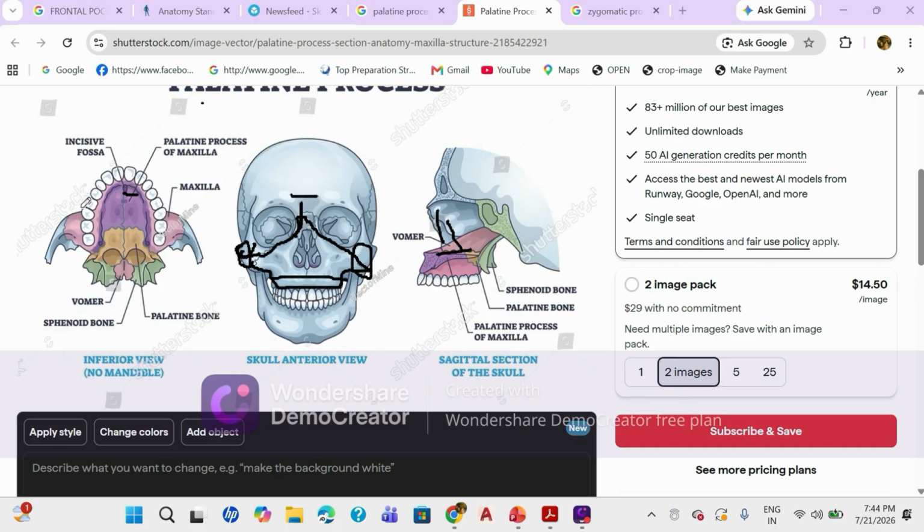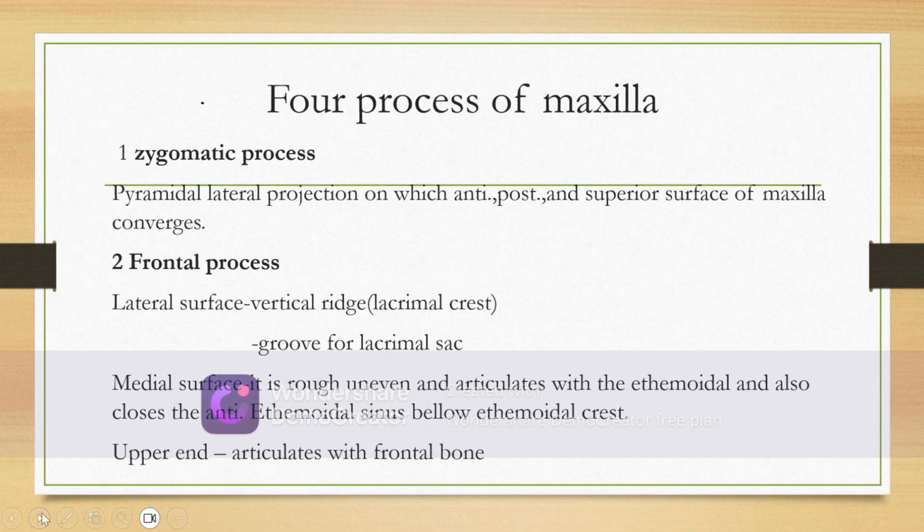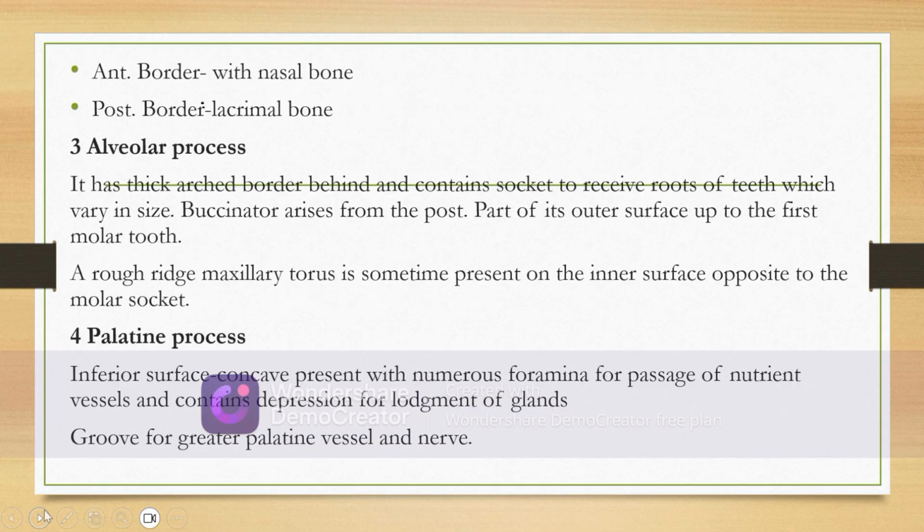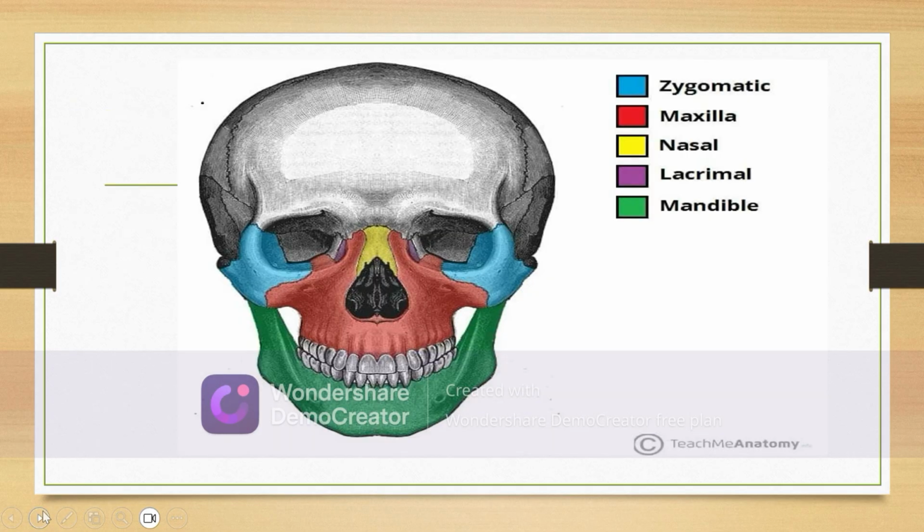I hope this is clear about the incisive fossa in the palatine process. This is the palatine process. This was all about the four processes of the maxilla. In this diagram, this is the zygomatic process on either side. This is the frontal process. This is the alveolar process. And in the sagittal section, we can see the palatine process inside the mouth, which forms the base of the nasal cavity.